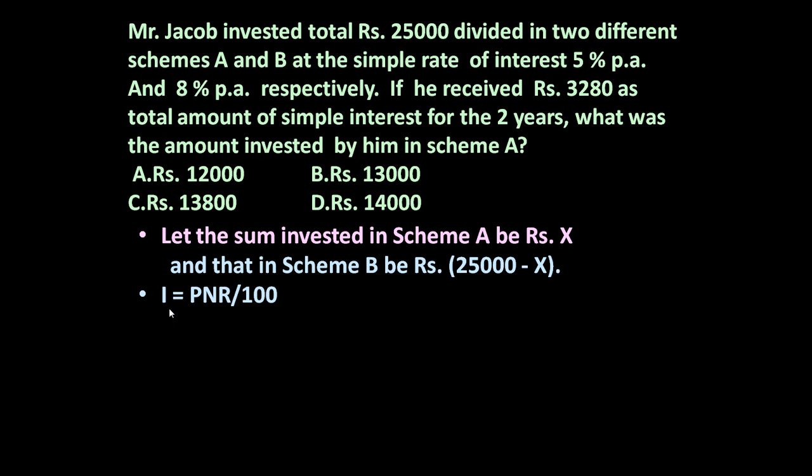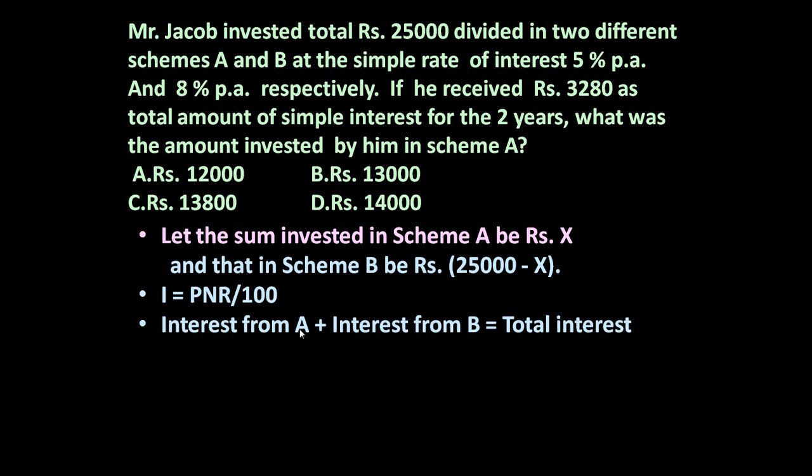Okay, we know interest is equal to PNR upon 100. This is our formula. I is the interest, P is the principal, N is number of years and R is the rate of interest. Now he received 3280 as total interest from scheme A and scheme B. So it means interest received from A plus interest received from B is equal to total interest. Total interest is 3280.